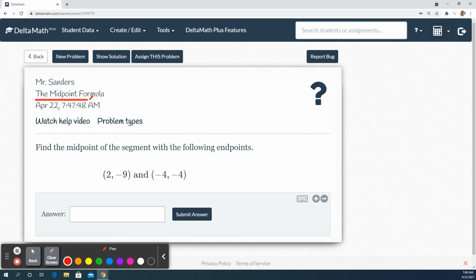We are doing the midpoint formula. So let's go ahead and analyze the question and attack it. We're asked to find the midpoint of the segment with these endpoints. So we got 2 points here, and then we're asked to find the midpoint.